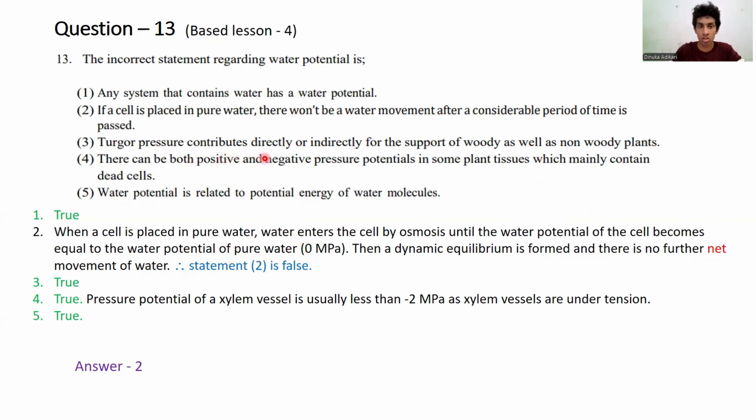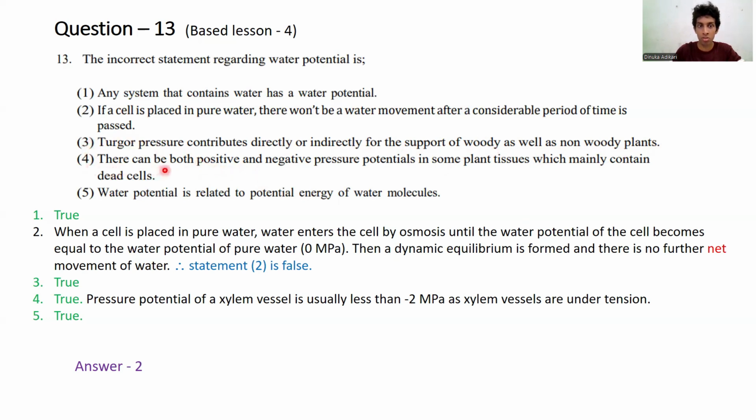Turgor pressure contributes directly or indirectly for the support of woody as well as non-woody plants. Yes, definitely. In non-woody plants, turgor pressure is really important for their support, and even in woody plants for the support of young parts of the plant and even the leaves, turgor pressure is really important. Therefore, statement 3 is correct.